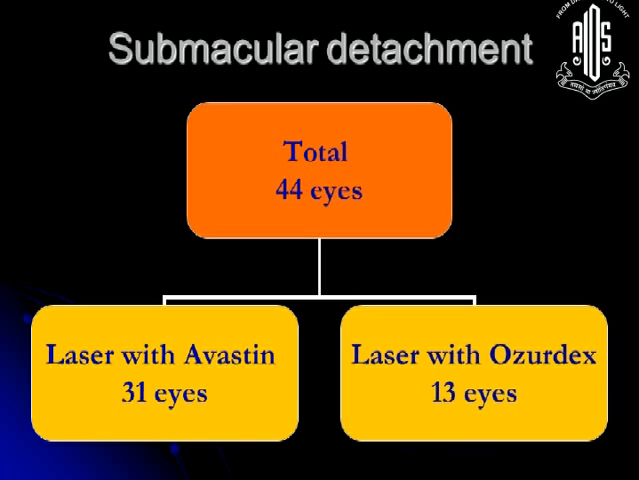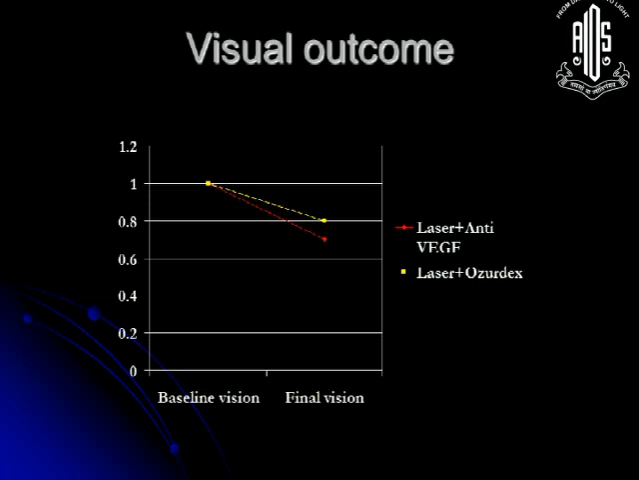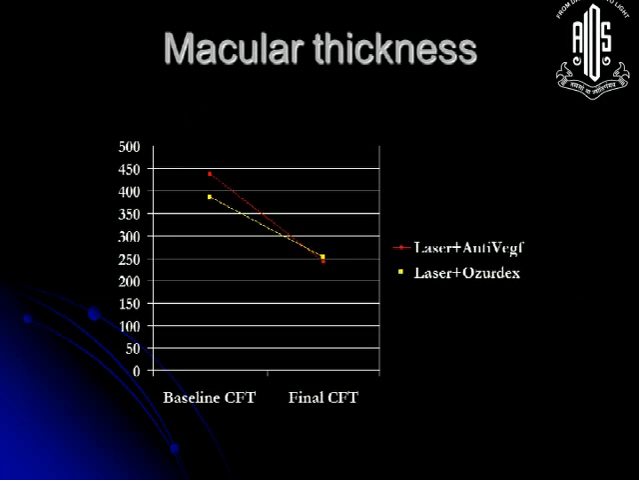The submacular detachment eyes, out of 44 eyes, 31 eyes received laser with Avastin and 13 eyes received laser with Ozurdex. We avoided IVT because we found, in an earlier pilot study, that a significant percentage of these patients had nephropathy, and we wanted to avoid IVT and use Ozurdex because it has less incidence of glaucoma. We thought it would be a better option. And if you look at the final visual acuity, it is not very different between the 2 groups. Macular thickness, again, is not significantly different between the 2 groups.